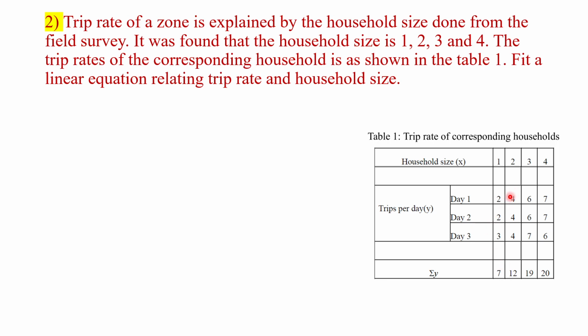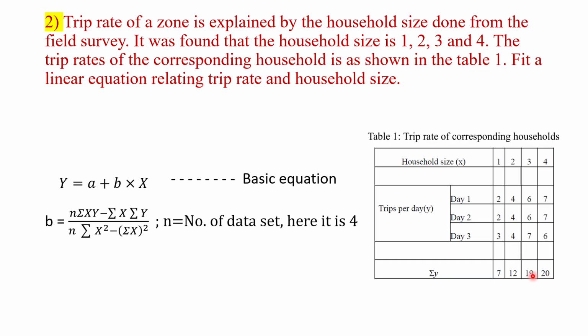When you sum all these y values, for household size 1, sigma y is 7, and for 2 it is 12, 19 and 23. So we will not be taking y as 7, 12, 19, 23. Instead, we will be taking the average. Average means 7 divided by 3 will be our y for household size 1. 12 divided by 3 will be the y for household size 2, and so on.